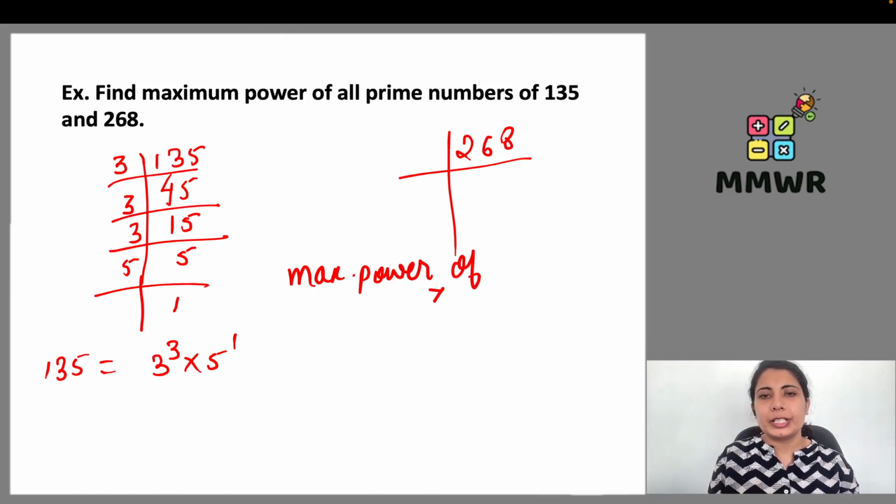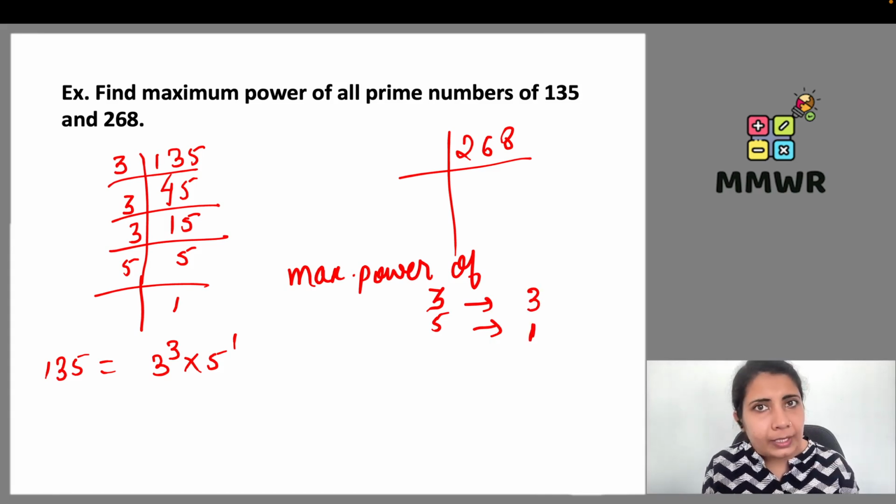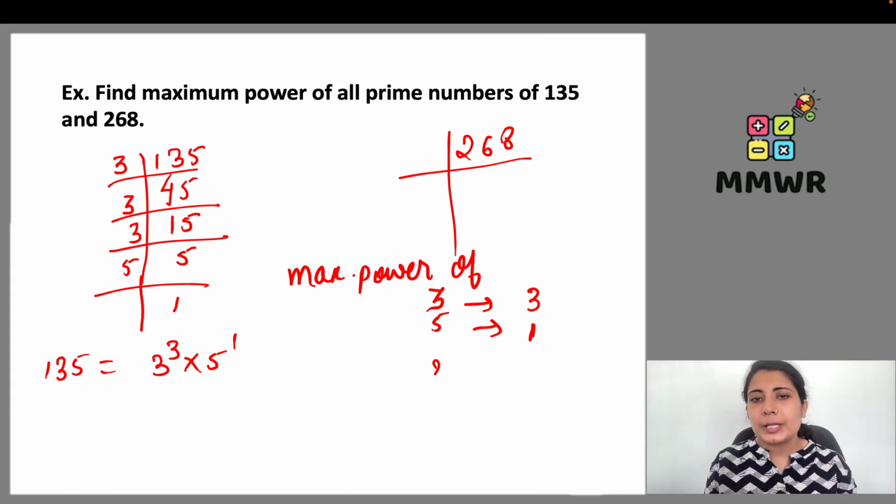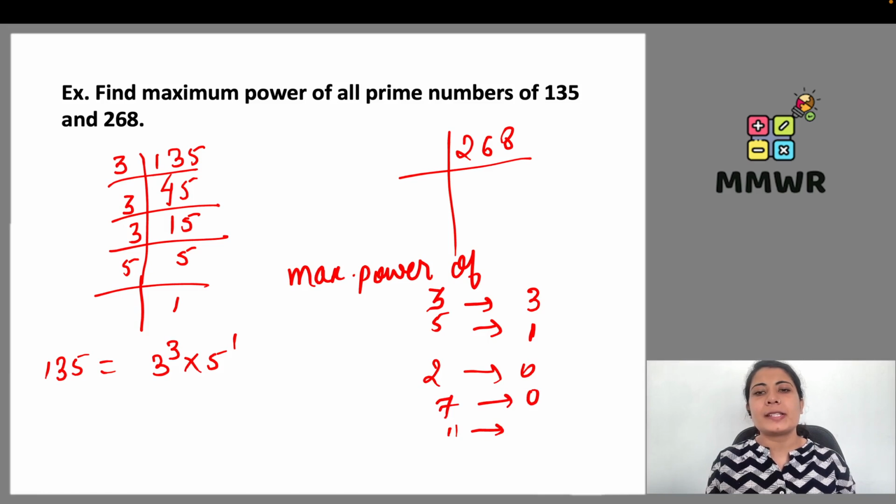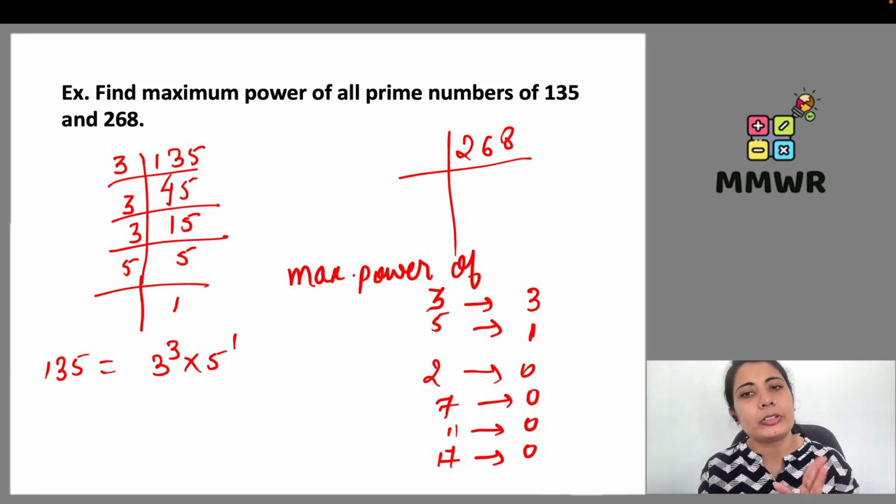For maximum power of 3 and 5: for 3, we have power 3. For 5, we have power 1. For 7, for 2, the power is 0. For 11 also the power is 0. For 17 also the power is 0. So maximum power of 3 is 3, maximum power of 5 is 1.